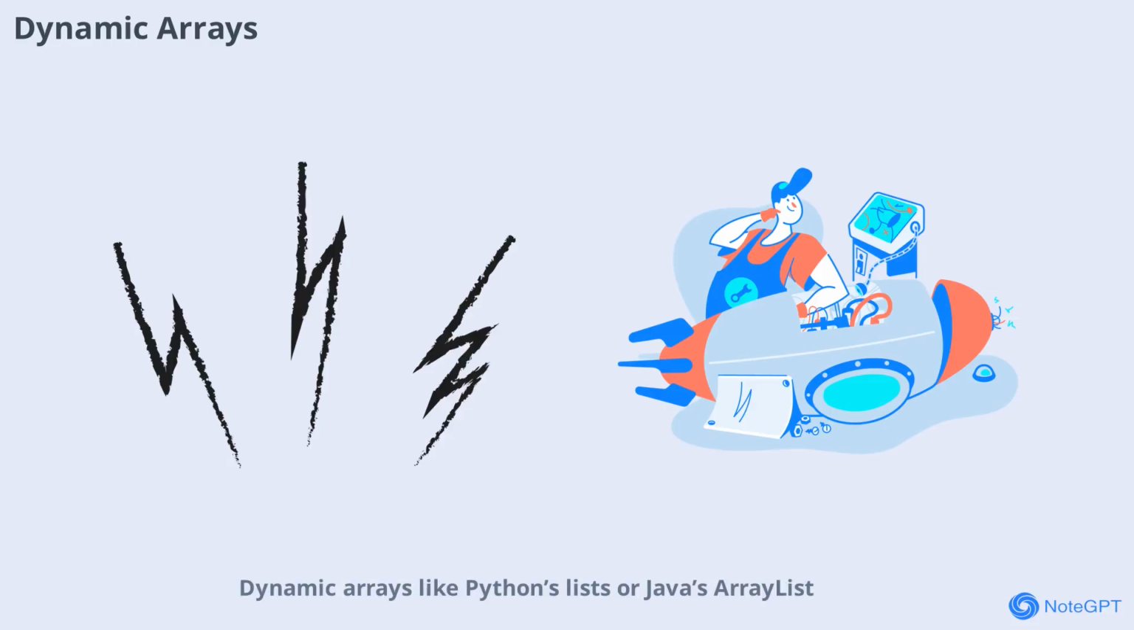Dynamic arrays, like Python's lists or Java's ArrayList, address some of the limitations of regular arrays. They can grow or shrink as needed, allowing you to add or remove elements easily. Under the hood, dynamic arrays still use regular arrays, but they automatically handle resizing and memory management. This flexibility makes them a popular choice for many applications.